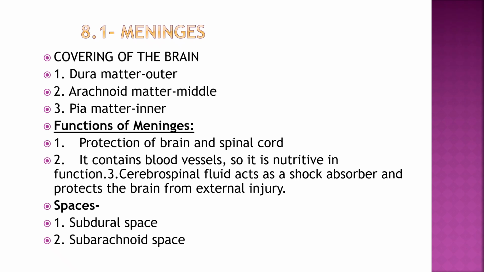Then the space between dura mater and arachnoid mater is called the subdural space, which contains blood mainly. The space between arachnoid mater and pia mater is called the subarachnoid space. Sub means below. So the subarachnoid space is between arachnoid mater and pia mater. It mainly contains the cerebrospinal fluid. And the pia mater and arachnoid mater are also called leptomeninges.